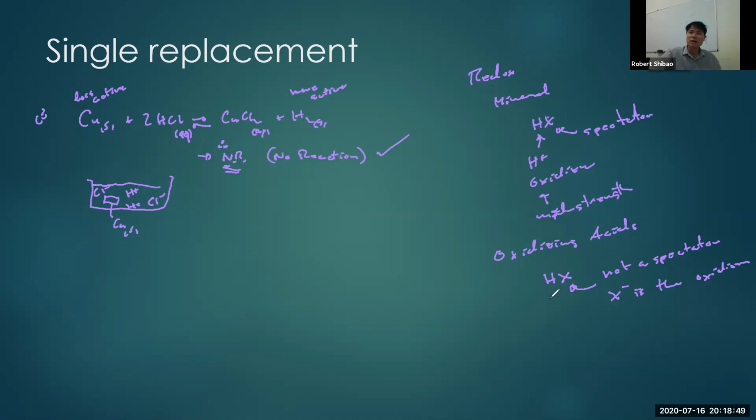Examples of non-oxidizing mineral acids would be HCl, acetic acid, HC2H3O2, HI, HBr, etc. Examples of oxidizing acids would be HNO3, HClO4, HClO3, H2SO4, etc. These are oxidizing acids here.